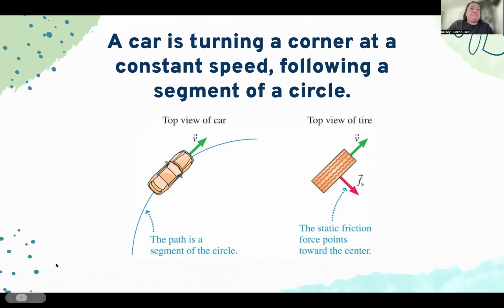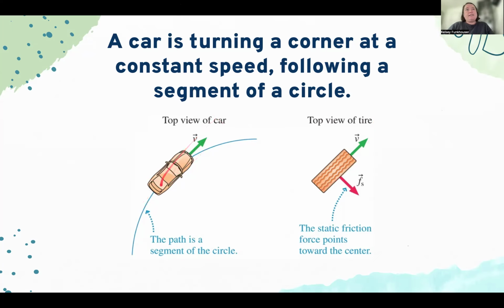So we have a car here, it's driving in a circle, and our path is shown as a segment of the circle. One thing we learned on Tuesday is that in order for there to be circular motion, there needs to be a net force pointing toward the center of the circle. And for a car, that force is the static friction force. Just like how for the actual turning of the tire, it is a static friction force, there's also a static friction force preventing the car from skidding out.